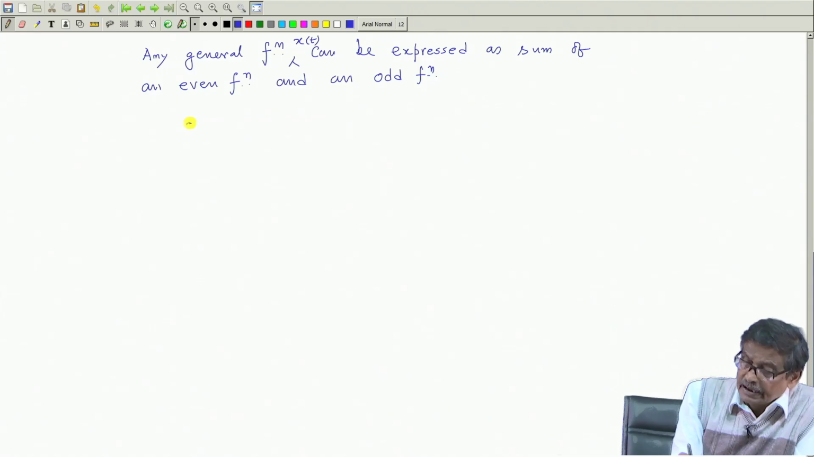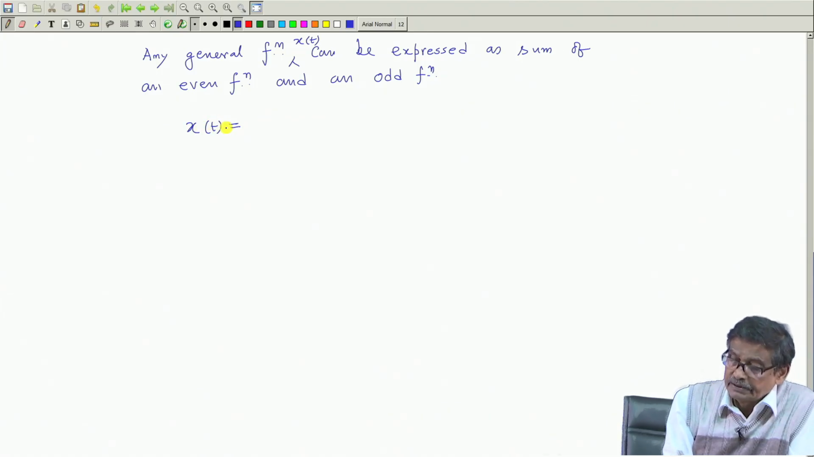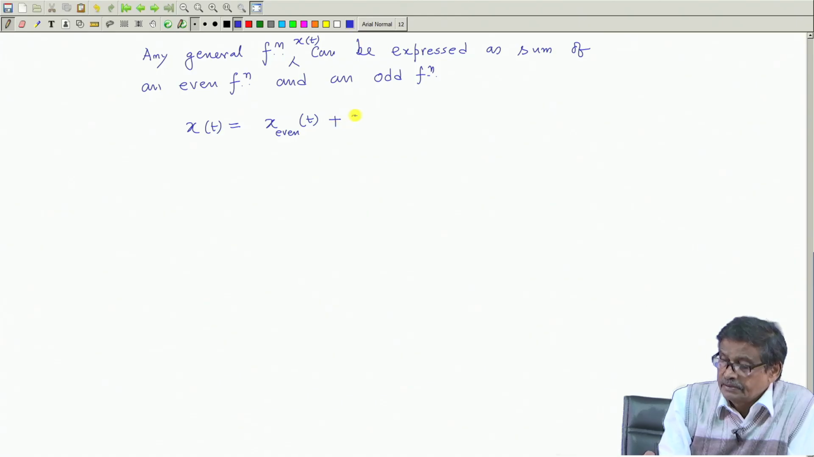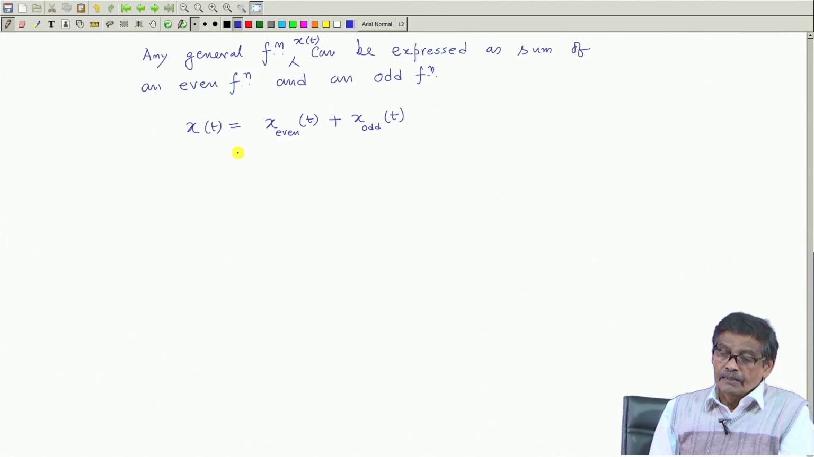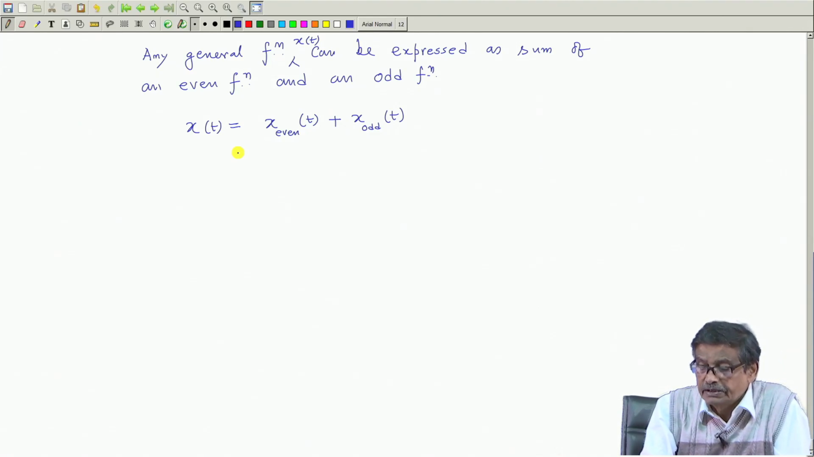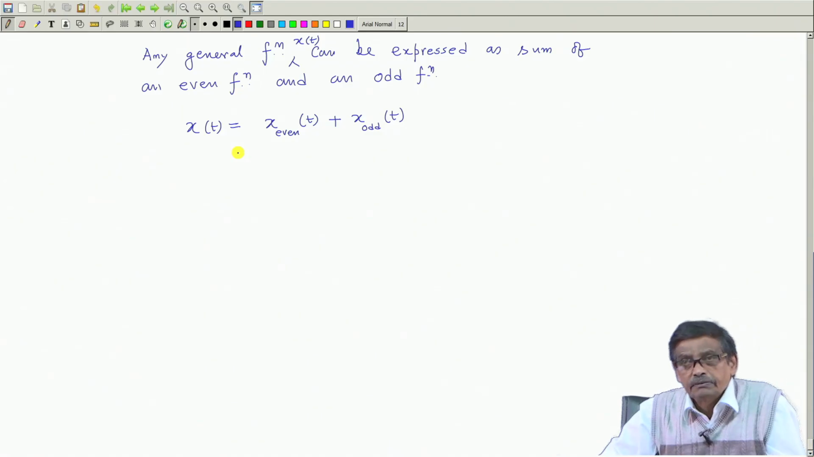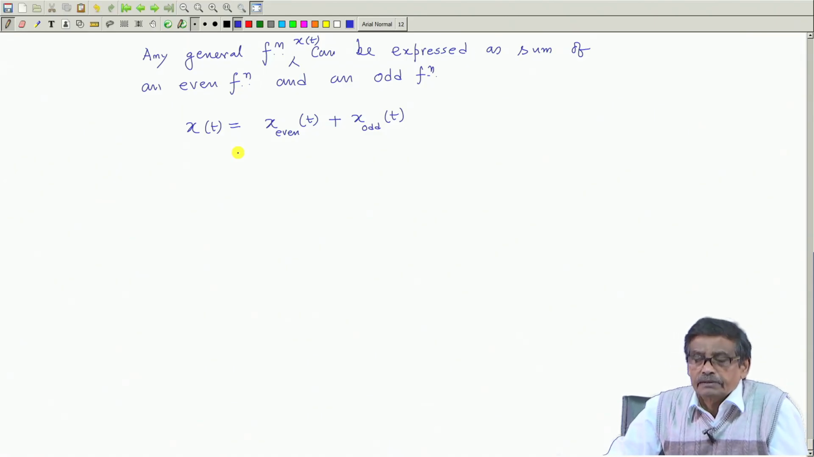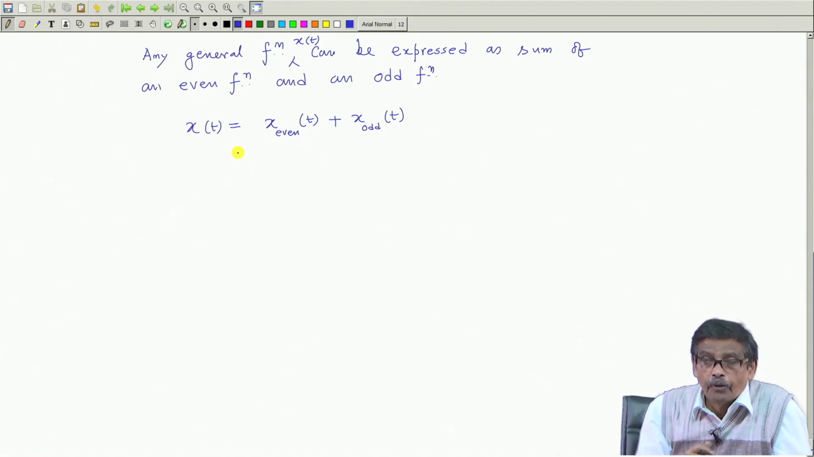Therefore, what it is telling me is this: x(t) can be expressed as sum of an even t plus sum of an odd t. Then the question is, if I know x(t), can I find out the even terms and the odd terms? Yes, I can, because I will apply the property.